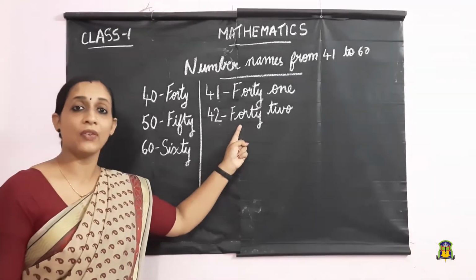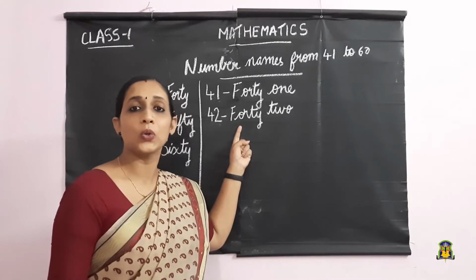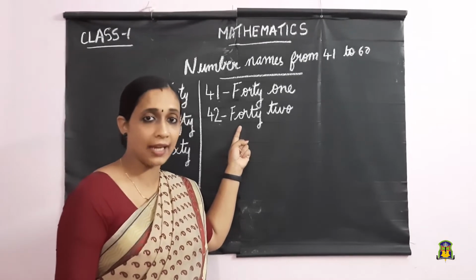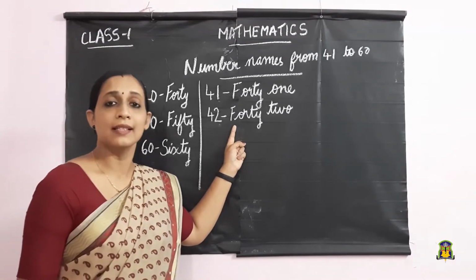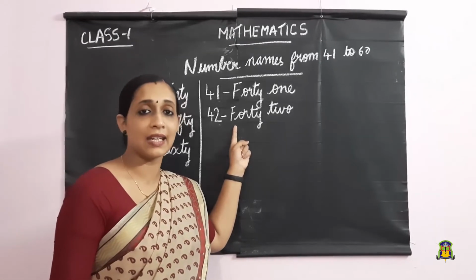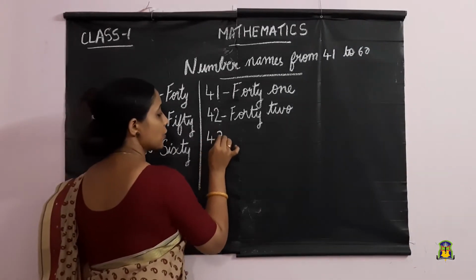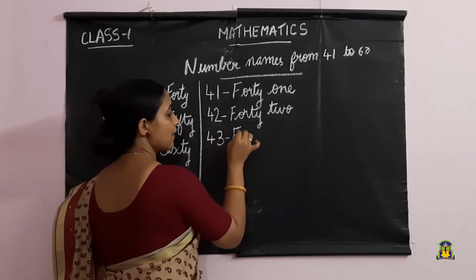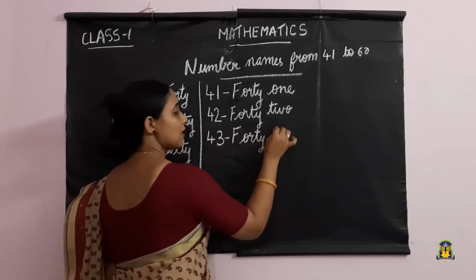Children, listen here. It is F-O-R-T-Y. It is not F-O-U-R-T-Y. Okay. Listen carefully and learn properly. Okay. It is F-O-R-T-Y. 40. Then after 42, 43. F-O-R-T-Y, 40. 3.